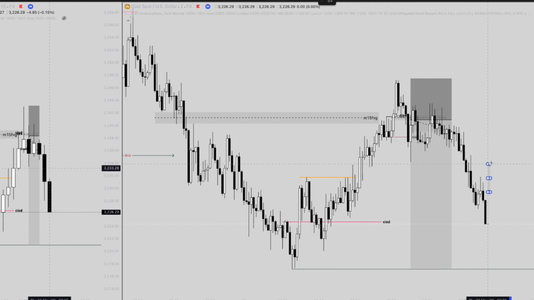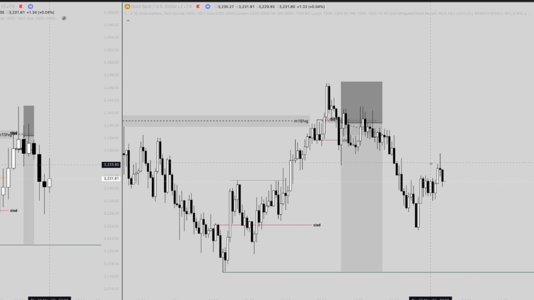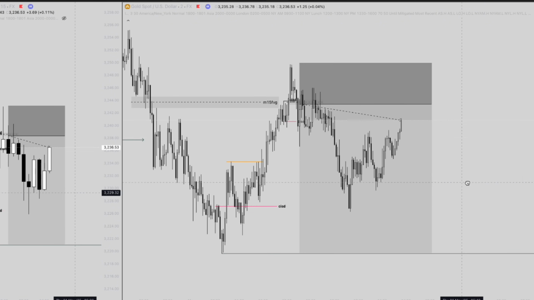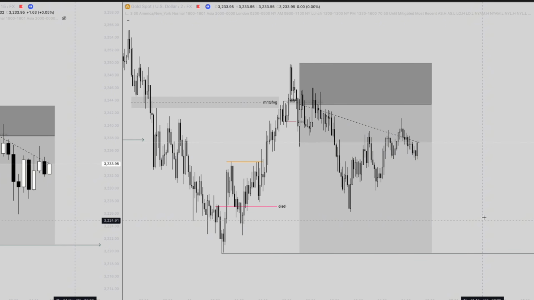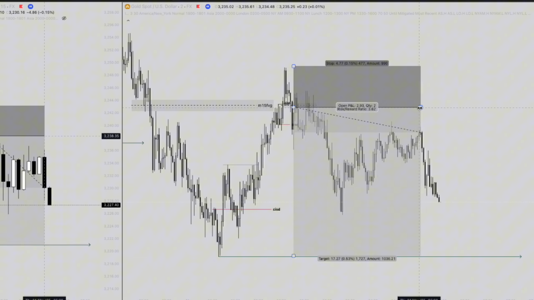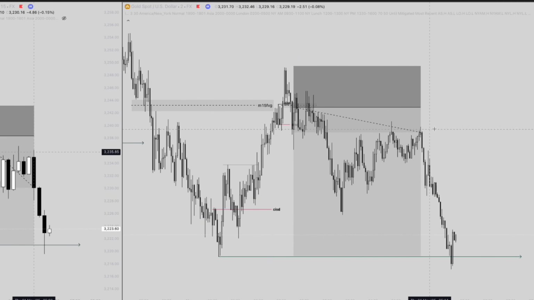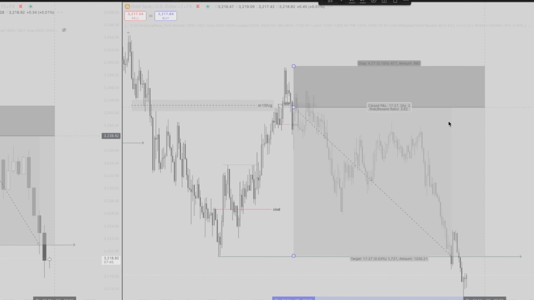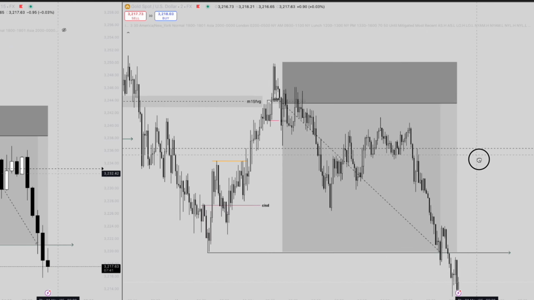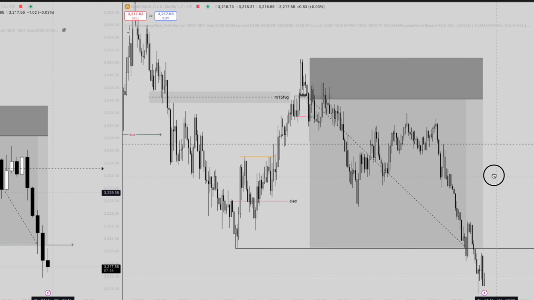So watching, let's see if we get TP. So all you have to do is just let the trade play, zero emotions. So we finally get TP and we are still selling down, down, down below.